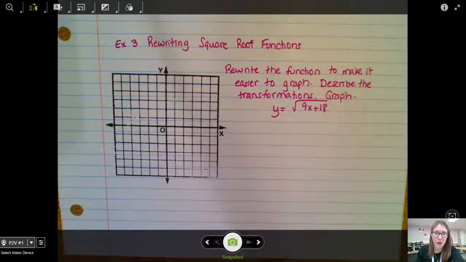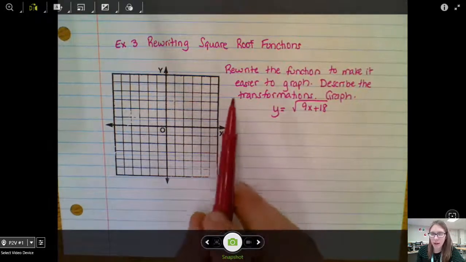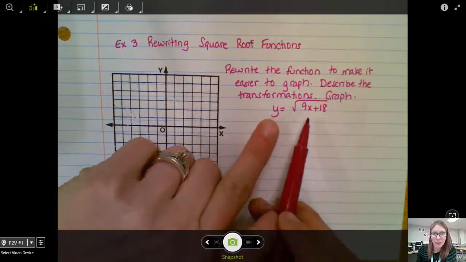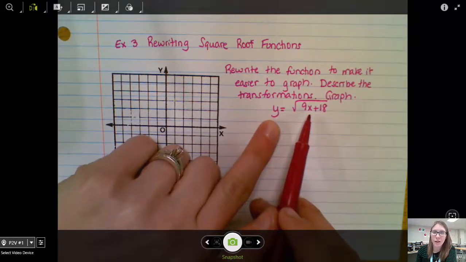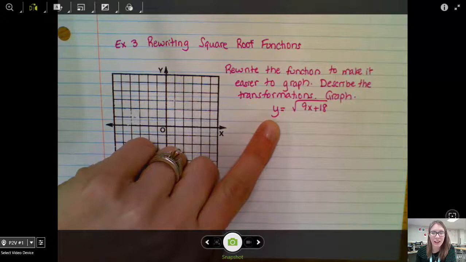The last type of problem we are going to see here requires us to rewrite square root functions. So here's my situation. I want to rewrite the function y equals the square root of 9x plus 18 to make it easier to graph. I describe our transformations and graph.